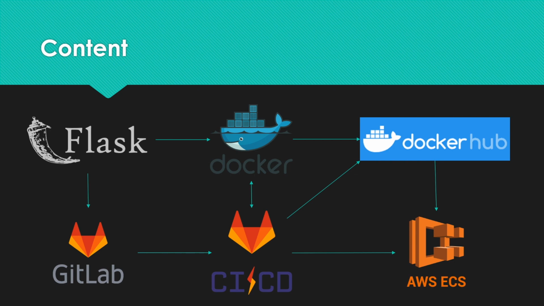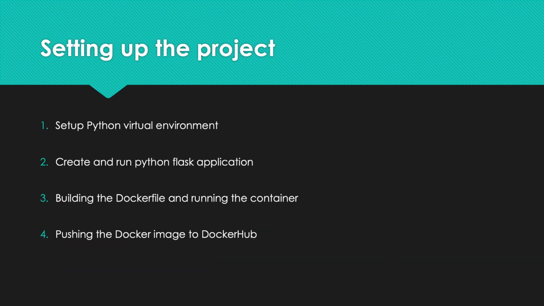We will be configuring GitLab runner here, which will push the image to DockerHub and also to Amazon Web Services ECS service. So once you just push the project to GitLab, your output will come on AWS ECS and the container will automatically be deployed there. So these are the steps that we are going to follow.